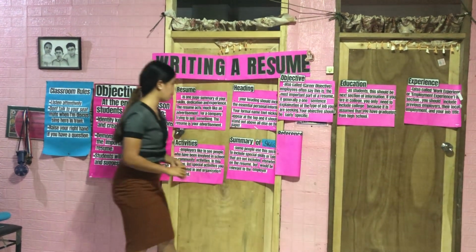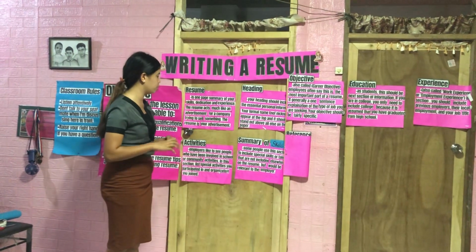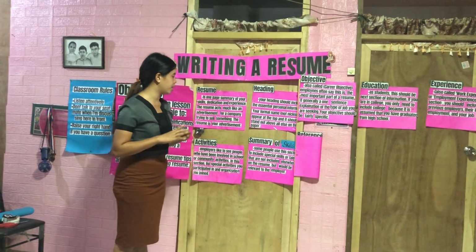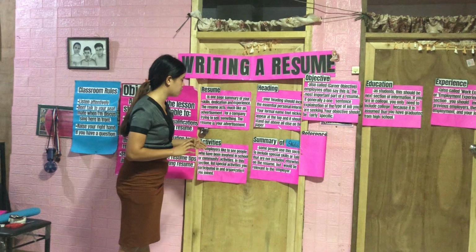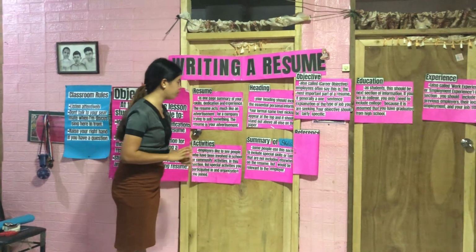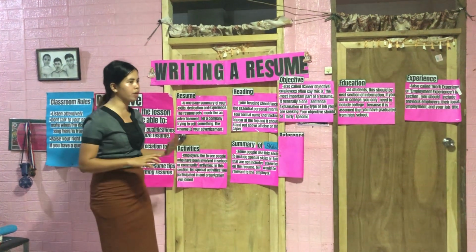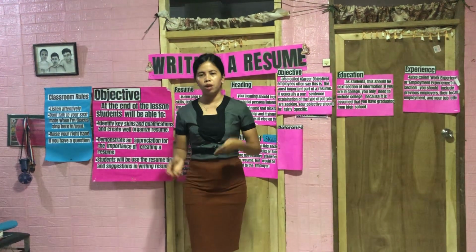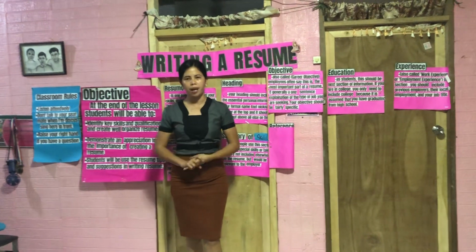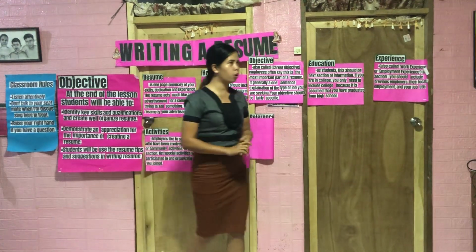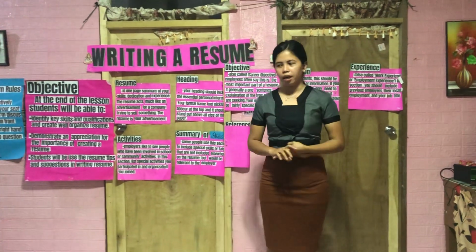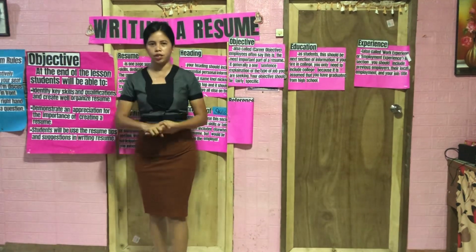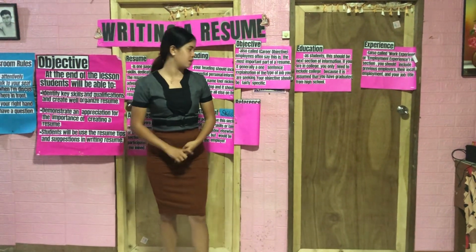Summary of skills. Some people use this section to include special skills or talents that are not included elsewhere on the resume but would be relevant to employers. So summary of skills highlights the abilities or talents that are relevant to the position that you are applying for. So it gives employers a quick overview of your qualifications. Are we clear, class? Okay.